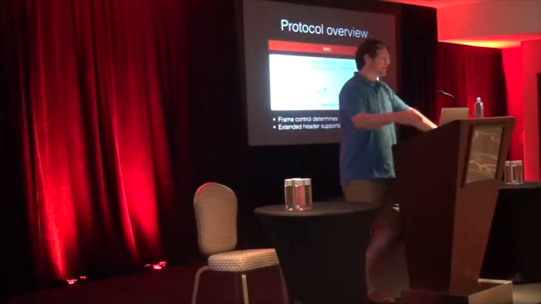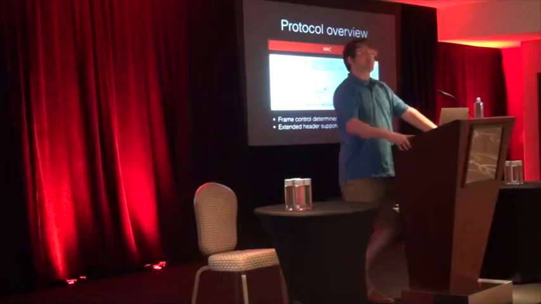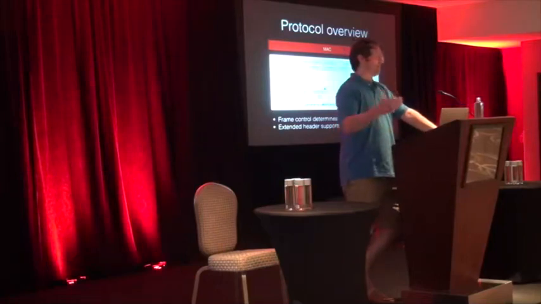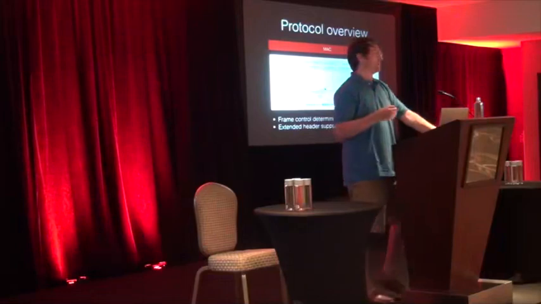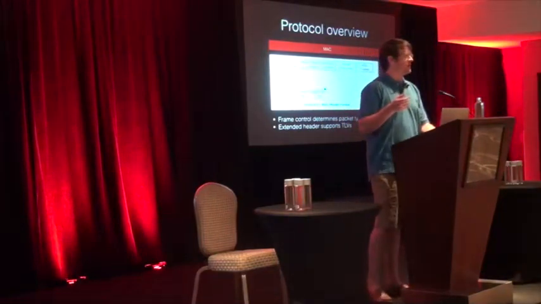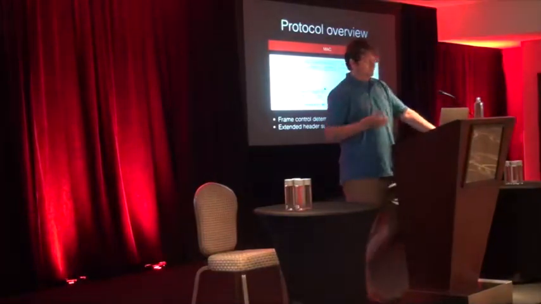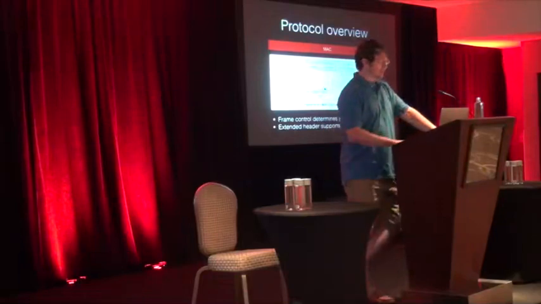And then above that is the MAC layer. So I mentioned it kind of just primarily defines what is above it. So there's a frame control byte that defines what kind of packet this is. But it also supports an extended header, which has support for TLV style data, which will be useful for other things I'll talk about in a minute.